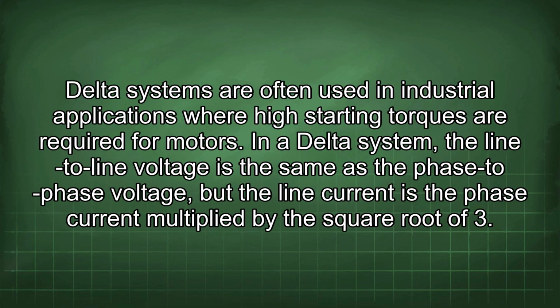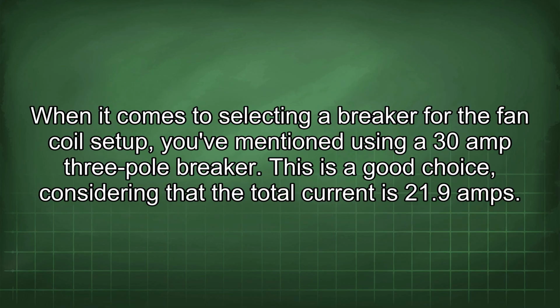Delta systems are often used in industrial applications where high starting torques are required for motors. In a delta system, the line-to-line voltage is the same as the phase-to-phase voltage, but the line current is the phase current multiplied by the square root of 3. When it comes to selecting a breaker for the fan coil setup, you've mentioned using a 30 amp 3-pole breaker. This is a good choice, considering that the total current is 21.9 amps.